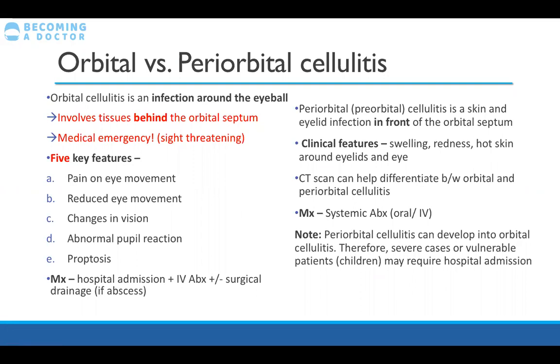Management, again, you have to give them antibiotics. Oral or IV will depend on how unwell they are. Hospital admission is not necessary for patients with periorbital cellulitis. However, if you feel like someone is really unwell, or if you feel like they might be a child, so a vulnerable patient, you can always admit them to hospital. It's always better to be safer.